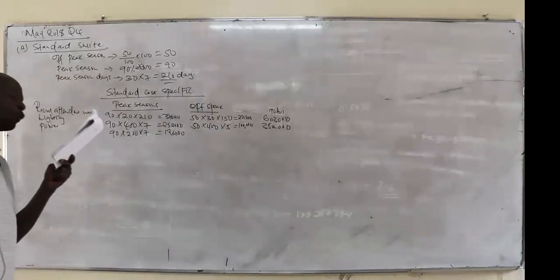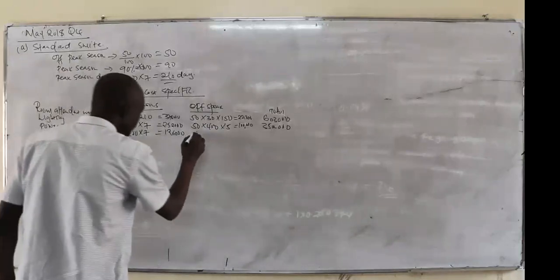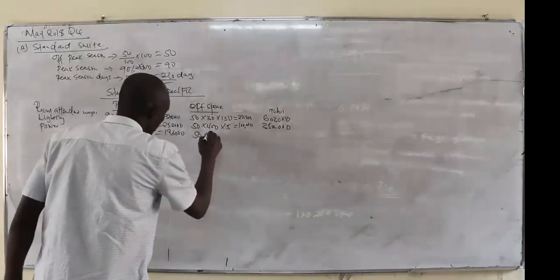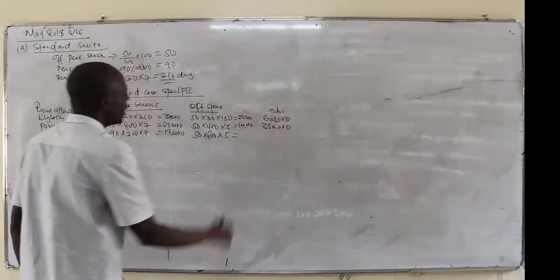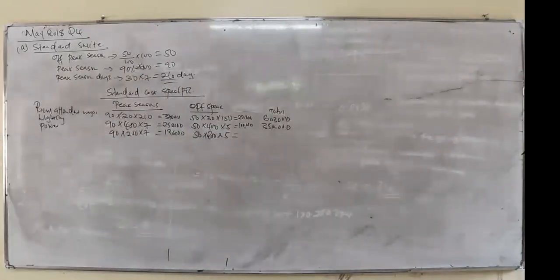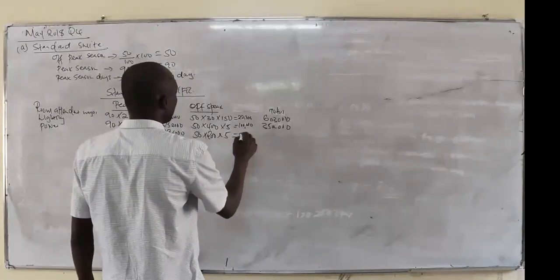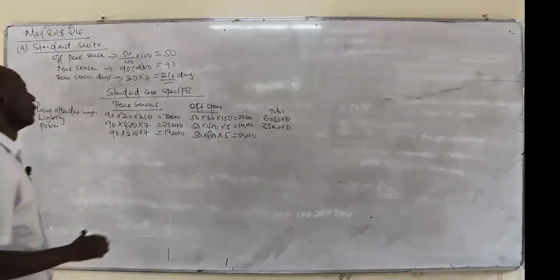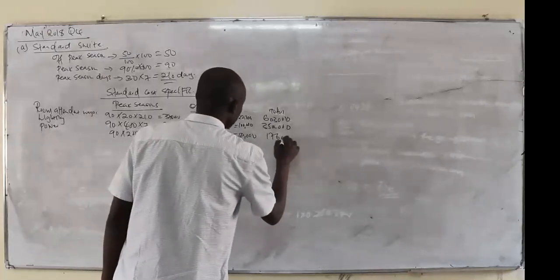And then we have off-peak. 50 is the number of rooms, and each room consumes power of 200, and then 5. How much do you get? 50,000. So the total here will be how much? This one will give you 176,000.